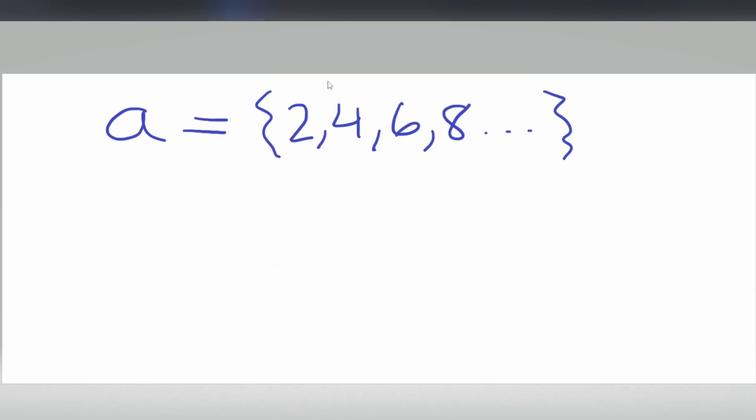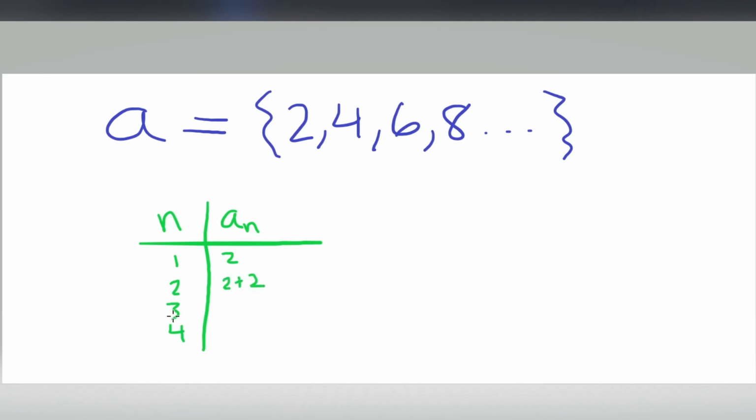Well, in this case, we can go back to our table, right? So I'm going to draw out my table again, and a of n. N is 1, 2, 3, 4. We know that a of n is 1, but this time I'm going to really think about what I'm really doing. So my next value, instead of saying this is 4, I'm going to say this is 2 plus 2. My next value is 2 plus 2 plus 2, and so on.